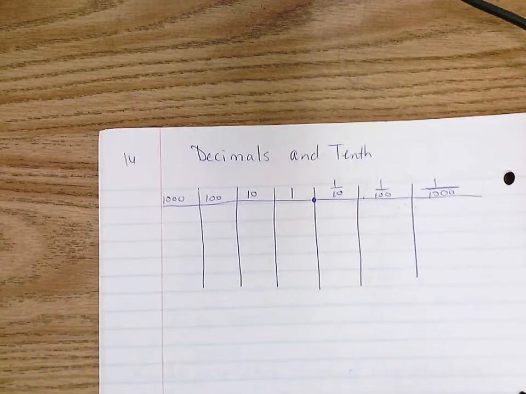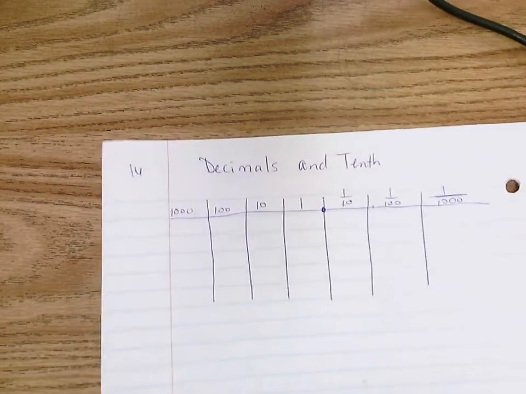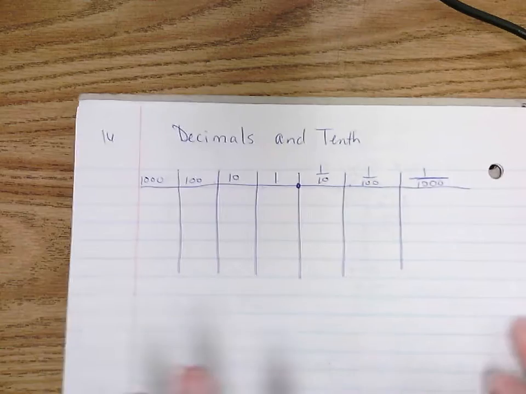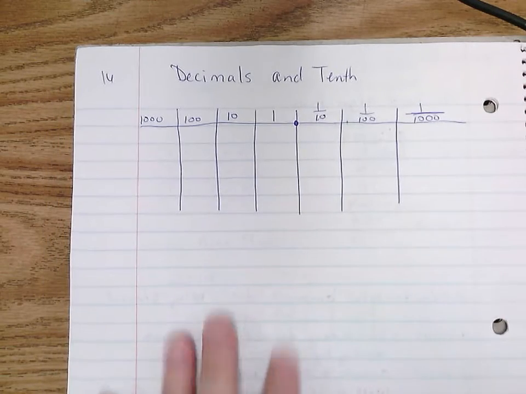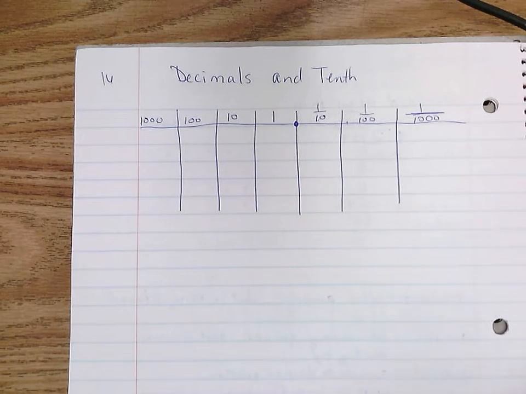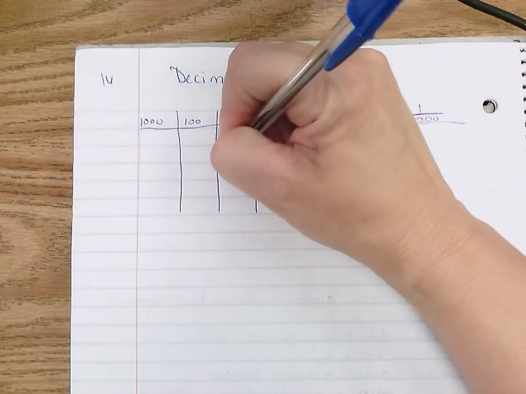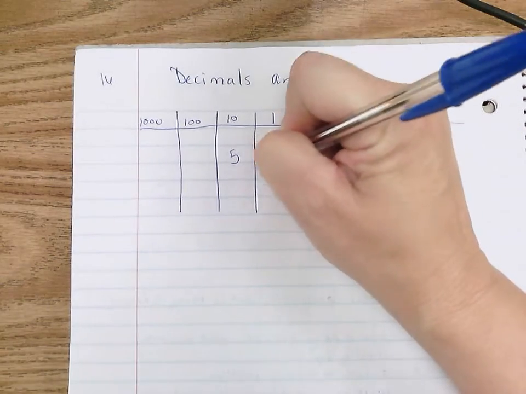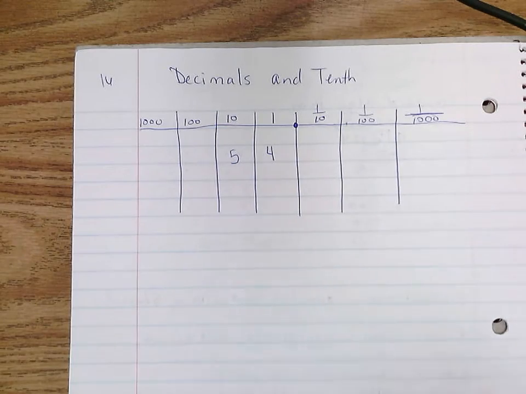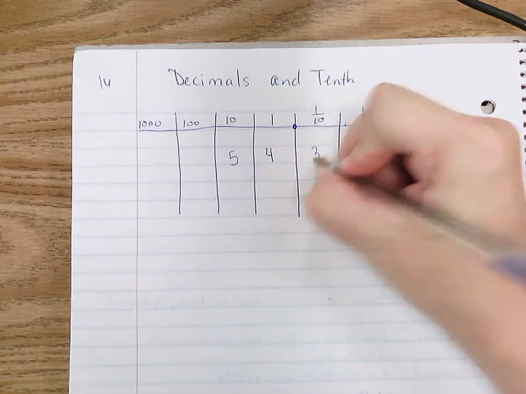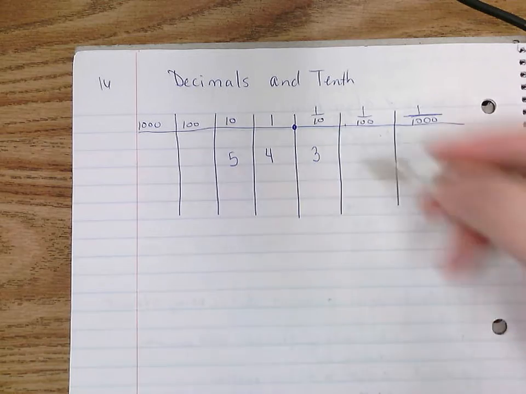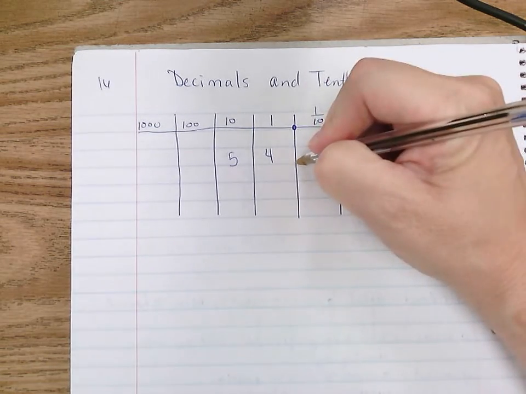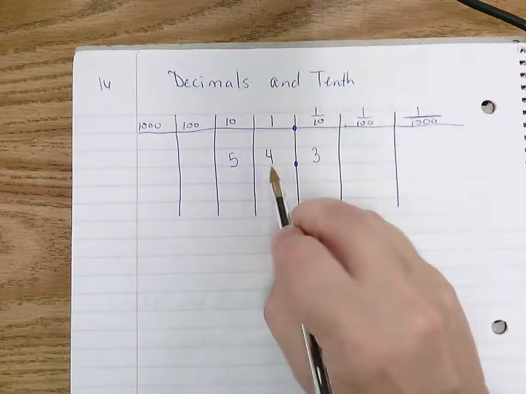So I'm going to go ahead and move my notebook back this way so it makes it a little bit easier so we can see. I'm going to put a 5 in the tens place. I'm going to put a 4 in the ones place. And I'm going to put a 3 in the tenths place. Okay? And then I'm going to go ahead and move my decimal down in between my ones and my tenths.